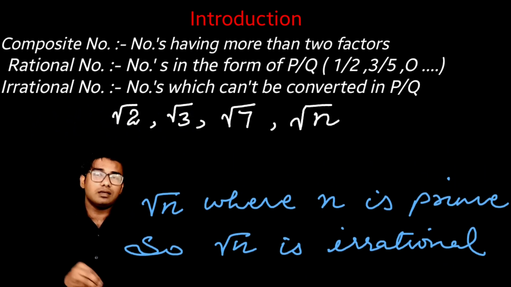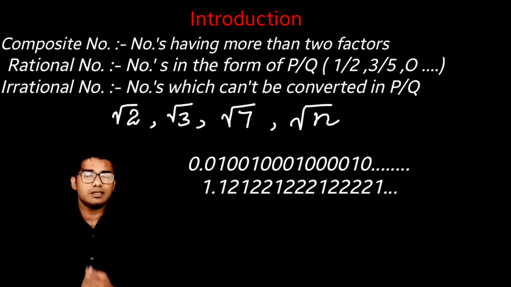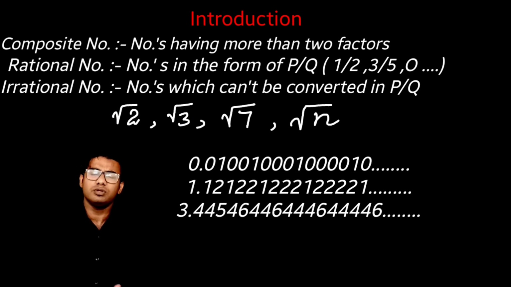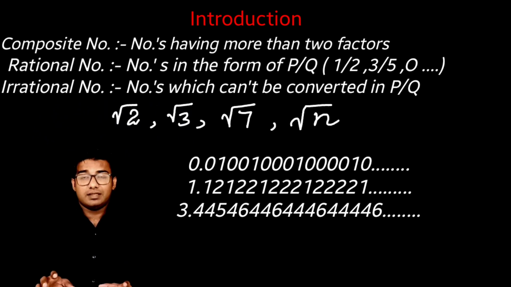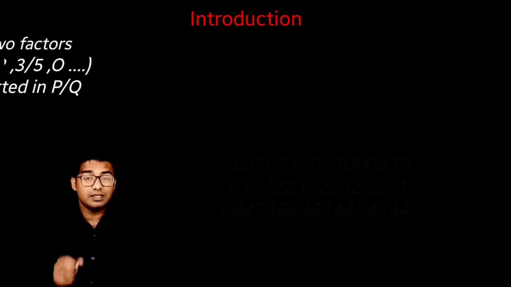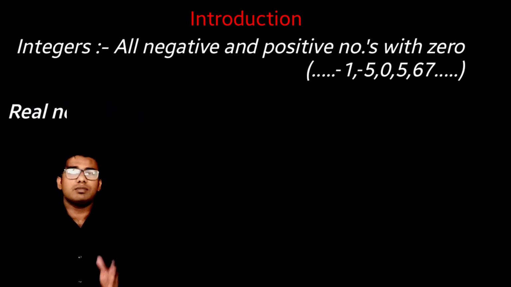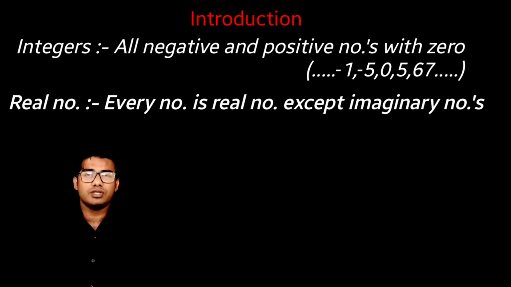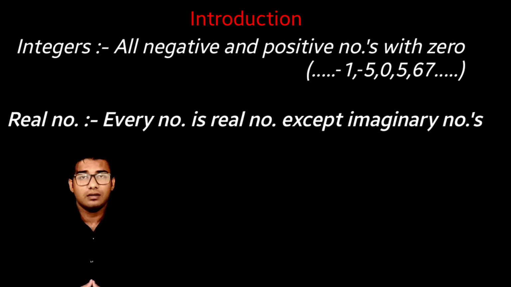Another form of irrational number is 0.001, 0.0001, 0.00001 and so on up to infinity. We can include all of the numbers in this situation. The next type of number is integers. Negative and positive numbers are integers. So all of the numbers, natural, whole, even, odd, prime, composite, rational, irrational, are numbers. All these numbers are real numbers.